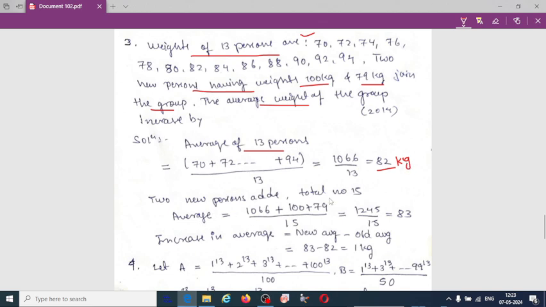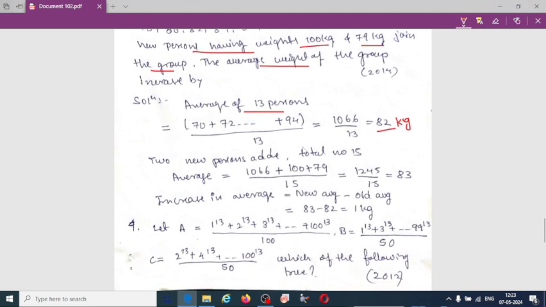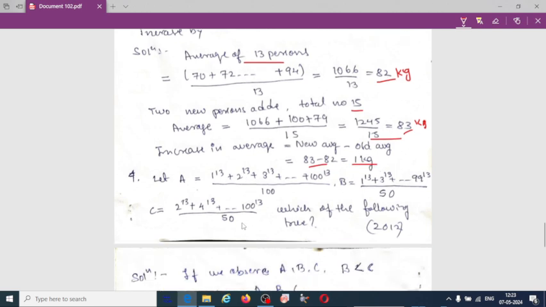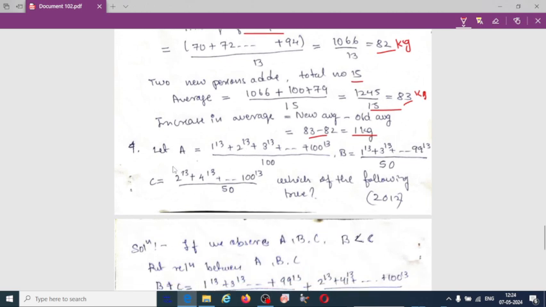So next, 2 new persons are added. If you add 2 new persons, their weight is 179 kg. If you add 2 members, 13 plus 2, 15. So divide it by 15, you will get 83 kg. Okay. So what they ask is, the average weight of the group increases by. How can you identify? You have to subtract 83 minus 82, that is 1 kg. However, you are going to use the formula, they will twist the questions a little bit, so that you should apply logic here.